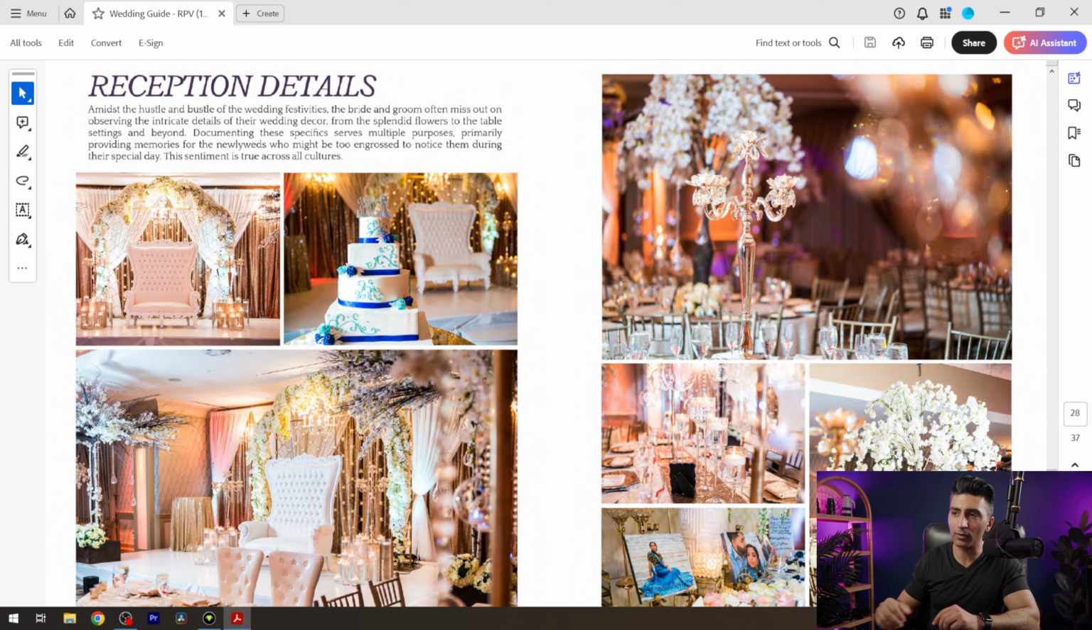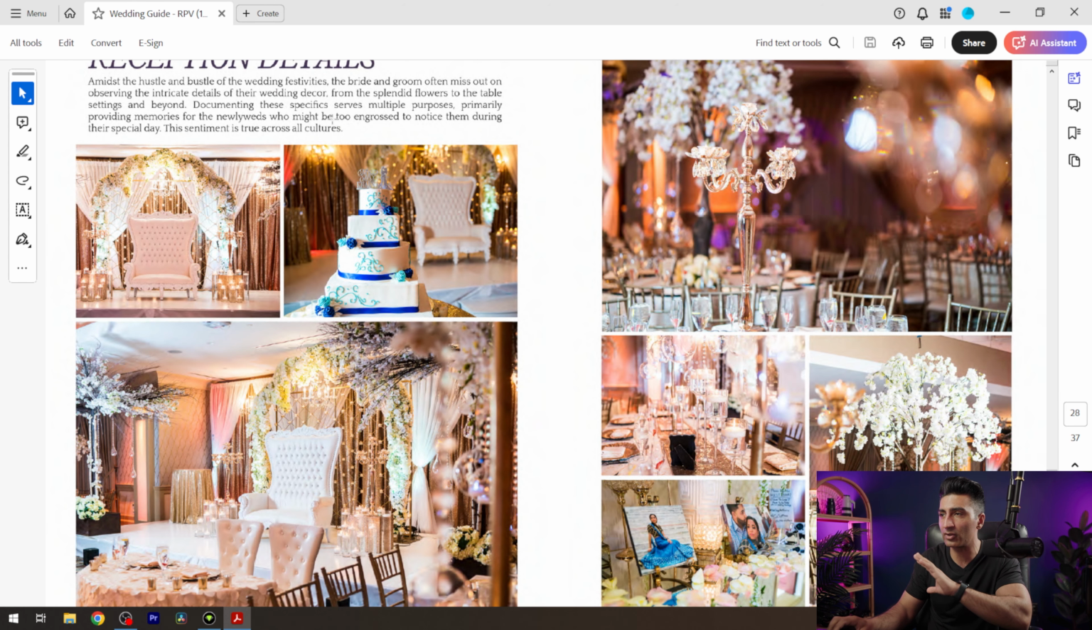Reception details. So the banquet hall should be fully available. So at this point, you want to make sure your photographer is capturing the stage decorations, the cake table, the centerpieces, memory tables, any potential important table setups that are already set up outside the venue, along with inside the venue, and potentially some shoot throughs as well.